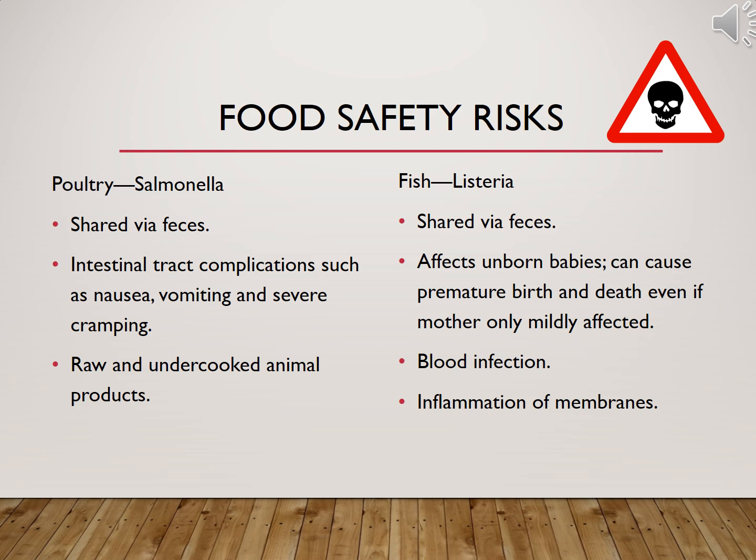However, if a person does have a compromised immune system, they will become susceptible to a blood infection or inflammation of their internal cell membranes. It gets very serious when a pregnant woman is sick with Listeria, because Listeria can affect the unborn baby, and many times this results in a very premature birth and even death of the baby. And this can all occur even if the mother is only mildly affected with Listeria.